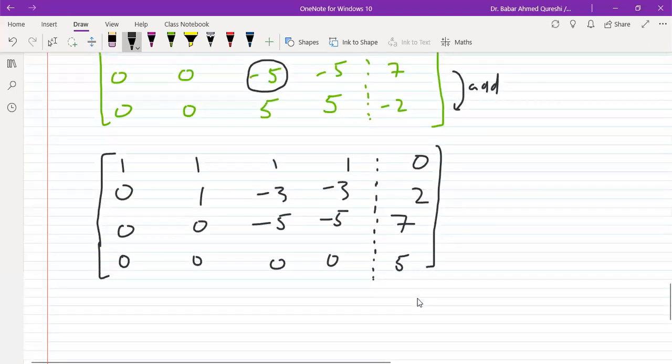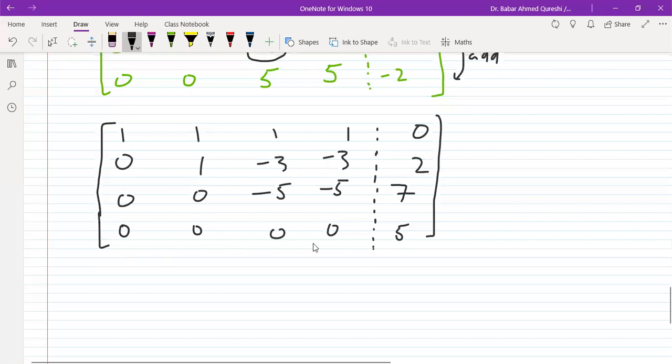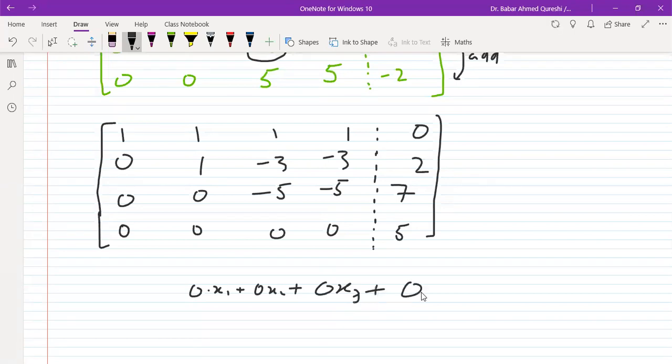So as someone just said, that last equation is telling us 0 x1 plus 0 x2 plus 0 x3 plus 0 x4 is equal to 5. So 0 is equal to 5. That's a telltale sign that it's inconsistent. So no solution for this system of equations.